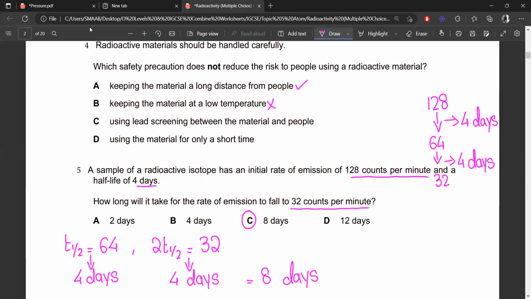That is the right answer. So the concept will be clear: start reducing the value to the desired value given in the question and then count the number of days, right? That will be very easy for you to find the actual answer, right?